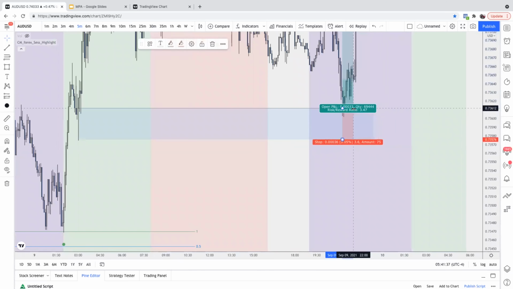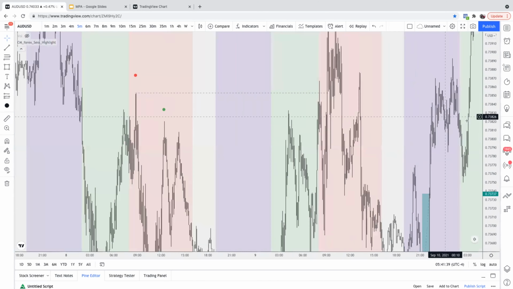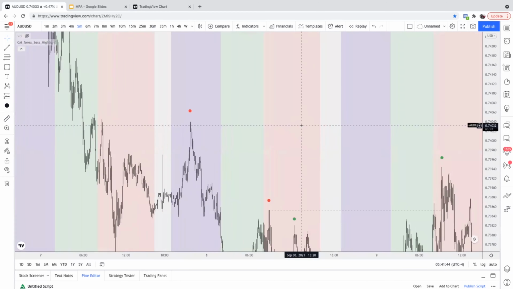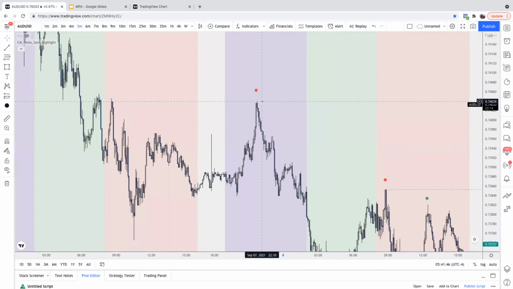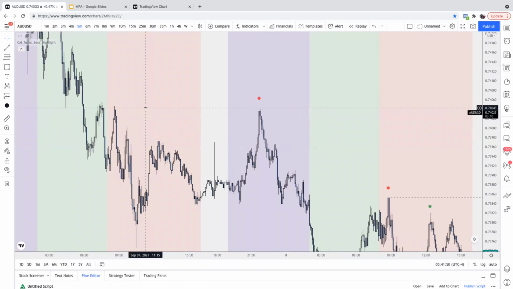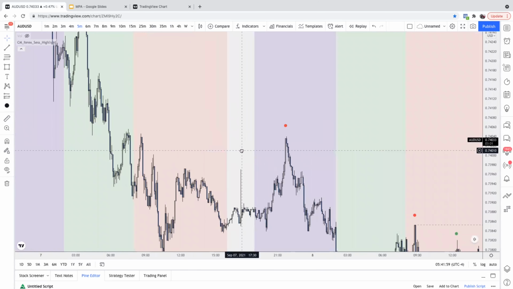Now if we're talking about targets, my target was, I could look up here and see where New York and Asia had created relatively equal highs. So I knew that New York, Asia, and London created relatively equal highs here. So I knew there's a lot of liquidity resting above here.